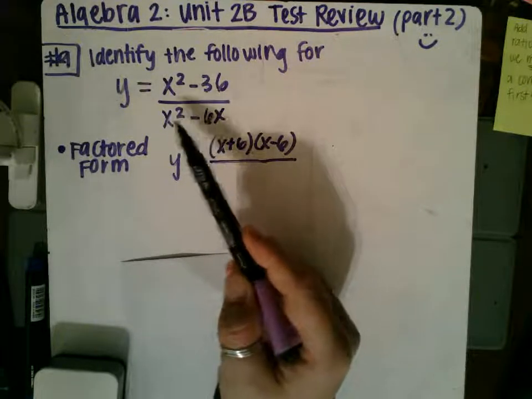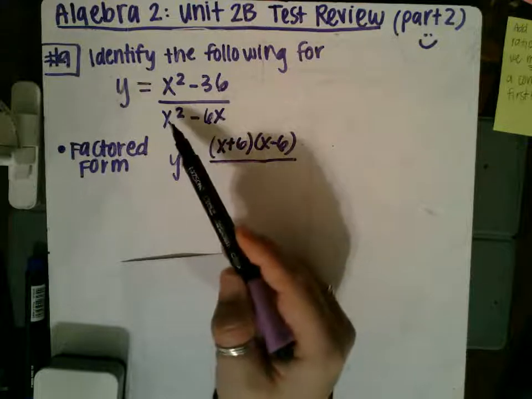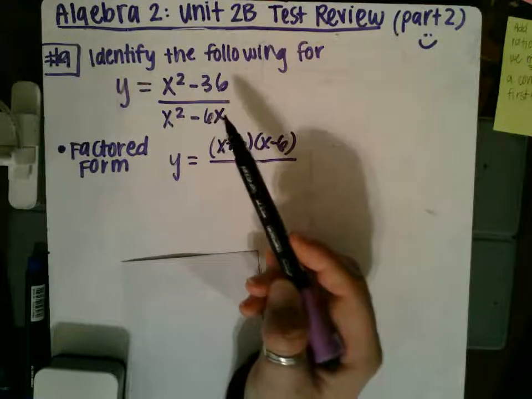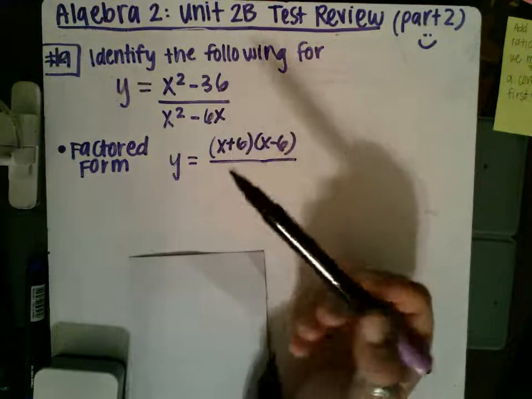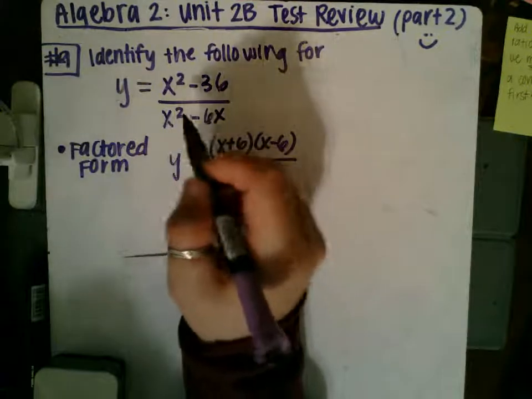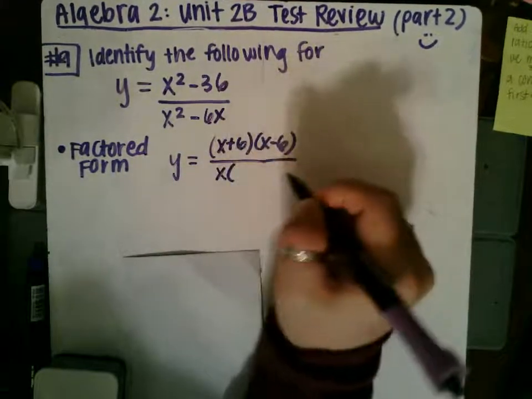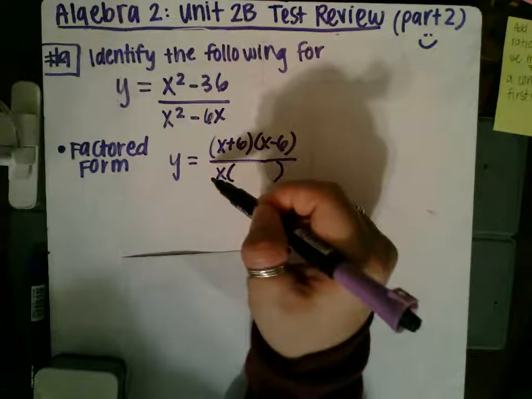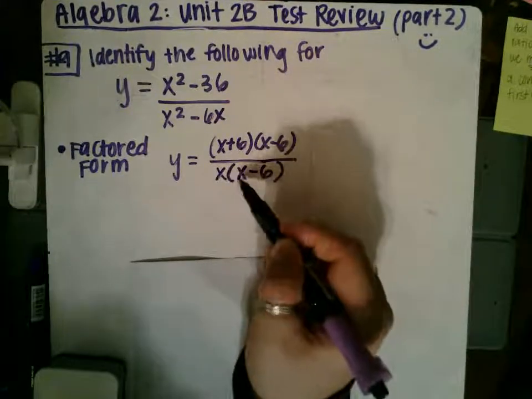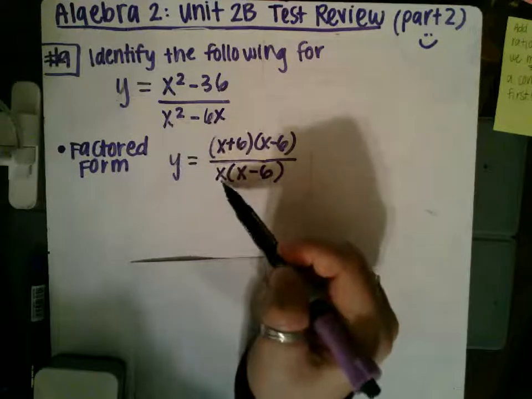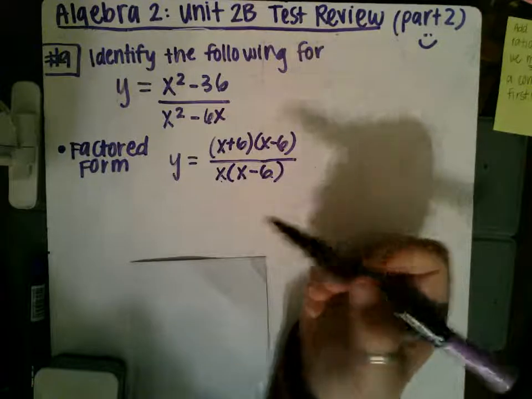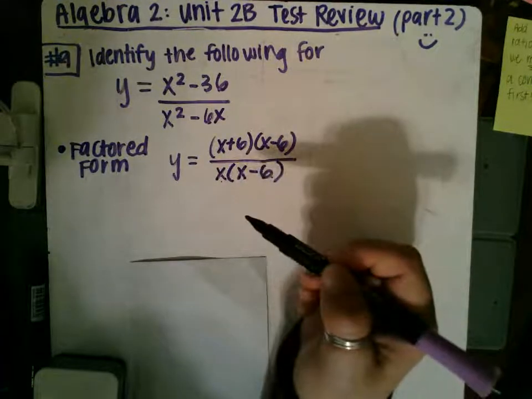It's an x squared minus something else, but it's not a difference of squares because 6 is not a perfect square. So it didn't help us. But it does have a common factor of x. And if I factor out the common factor of x, I'm left with x minus 6, because x times x is x squared, and x times negative 6 is negative 6x. Now, here's my factored form.